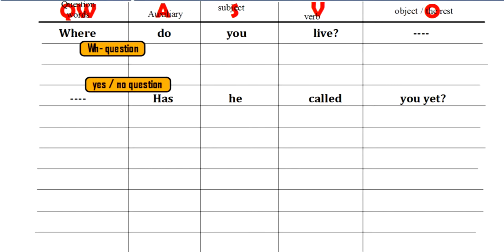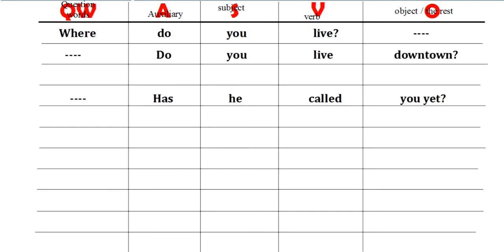So the first thing we want to note about the QWASVO pattern in the chart is that when the question word column is blank, you're looking at a yes-no question. Otherwise, it's a WH question. Now, maybe I want to have a yes-no question with do. You could say, do you live downtown? And now it's a yes or no question. Yes, I do. No, I don't.